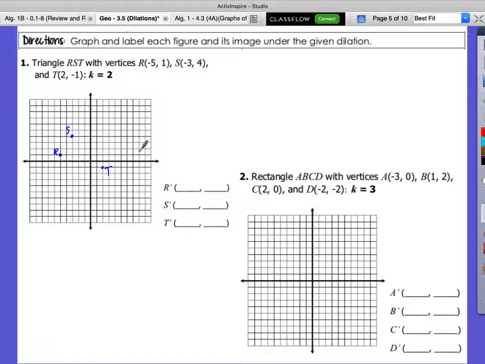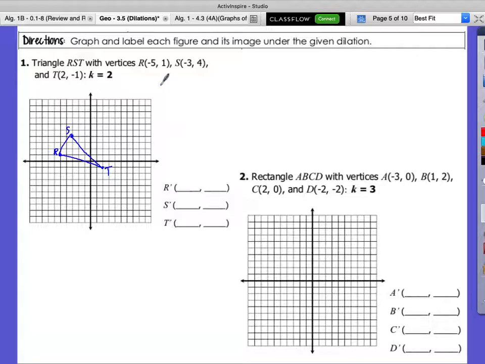Okay, so anyway, we'll continue to plot this triangle. Now, what are we told k is? K is equal to 2, so our scale factor is 2. What we're going to do with each of these points is multiply them by 2.